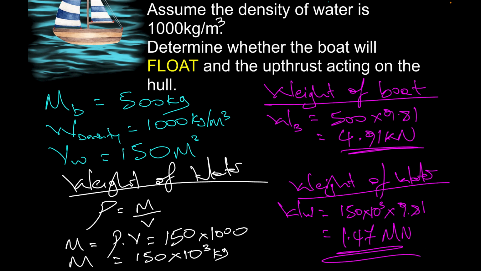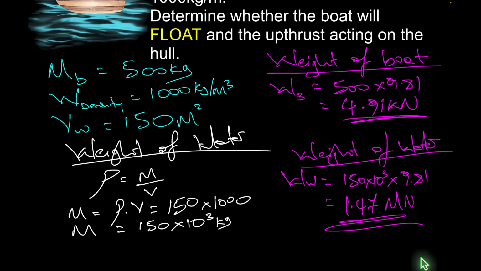Now, how is it that we're going to determine whether or not the boat will float or it will sink? All we need to do here is to compare the two weights. So if the weight of the boat is actually more than the weight of the displaced water, then the boat is going to sink. But if the weight of the displaced water is more than the weight of the boat, then the boat will float.